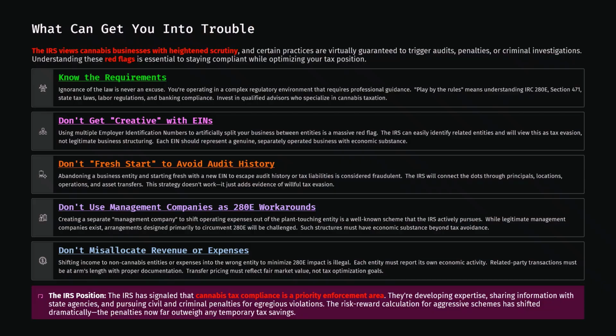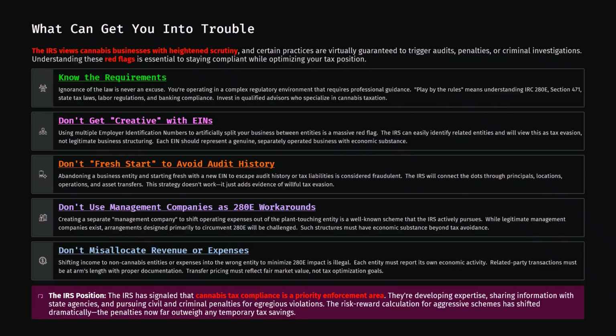Two, don't fresh start with a new EIN to avoid audit history. So if you close down a company with tax or compliance issues and start a new one with a clean EIN, but you have the same owners, same location, same operations, that's a red flag. The IRS has tools to trace continuity, and you might just invite a retroactive audit.